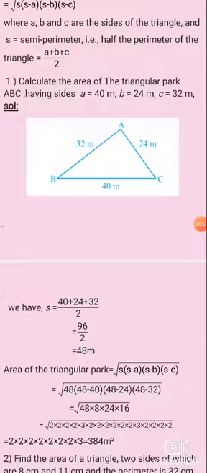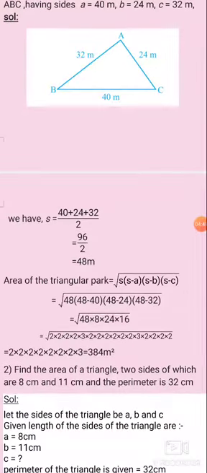Okay. Now the next question. Find the area of the triangle two of whose sides are 8 centimeter and 11 centimeter and the perimeter is 32 centimeter. So dear students, you know what do you mean by perimeter? Yes, sum of the lengths of the three sides of the triangle.